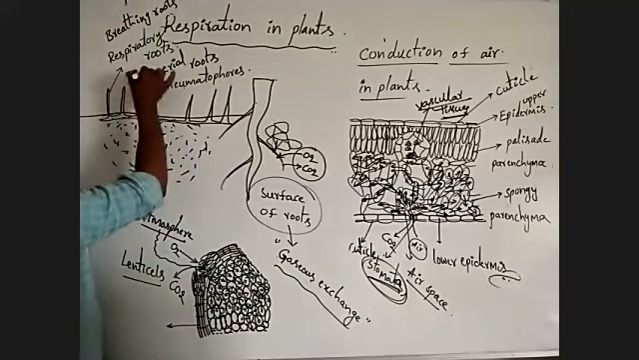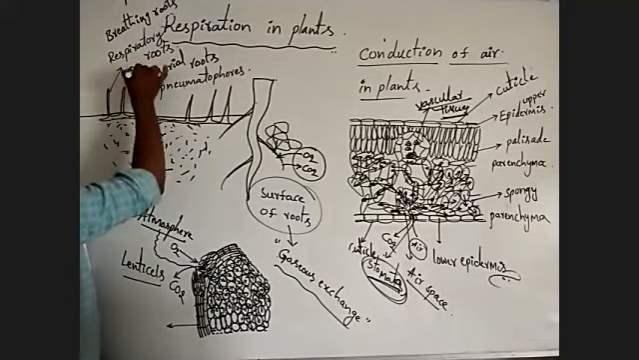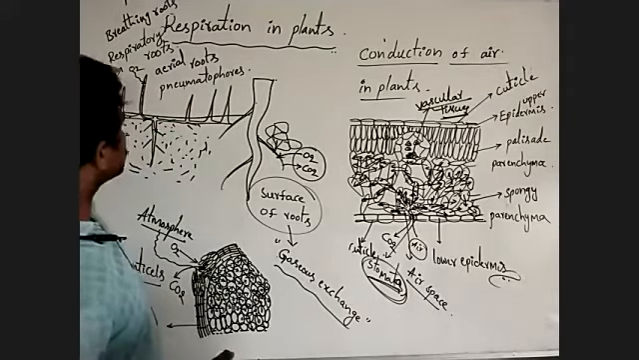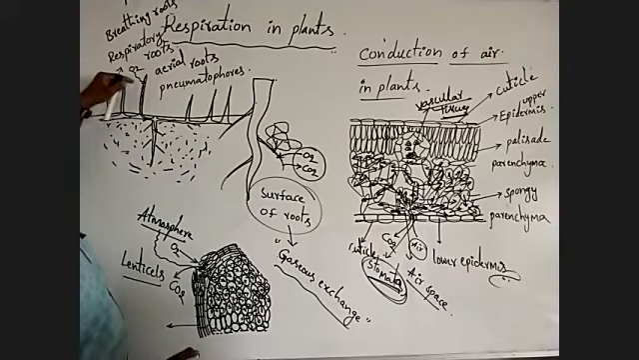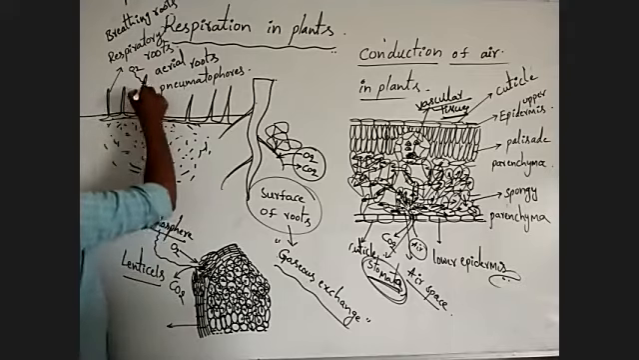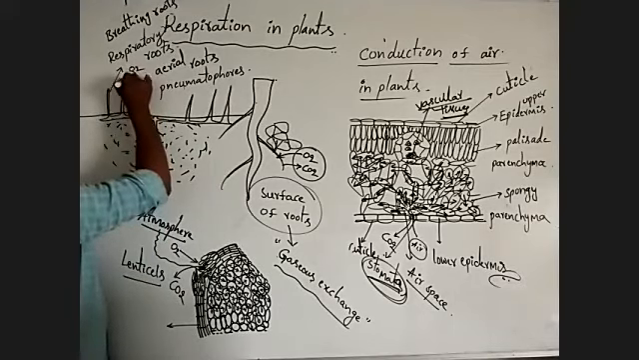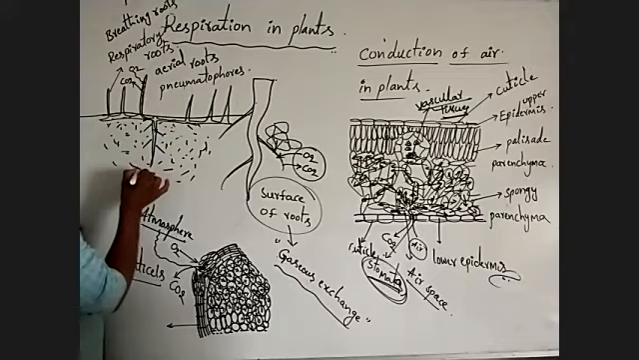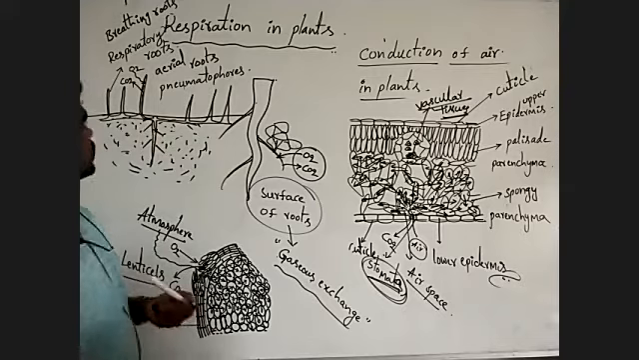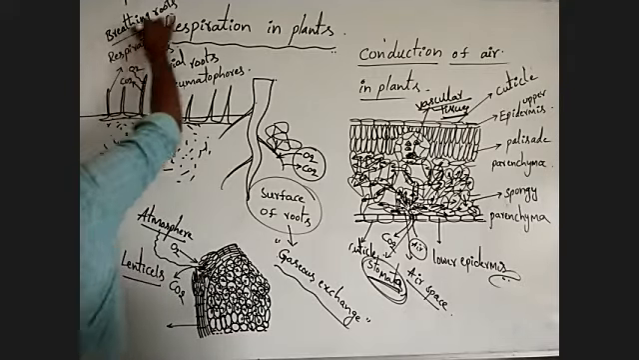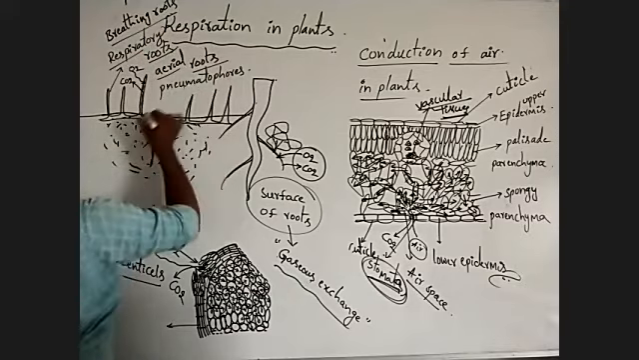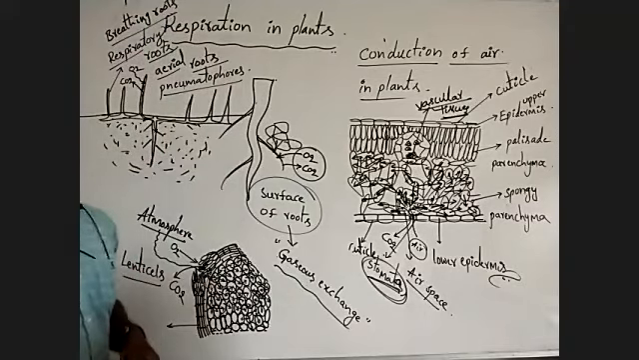They absorb the oxygen from the atmosphere and supply it to the root system. And they release the carbon dioxide into the atmosphere by collecting it from the root system. This is the main function of the breathing root, or respiratory root, or aerial root, or pneumatophore.